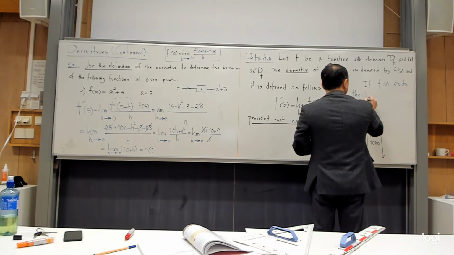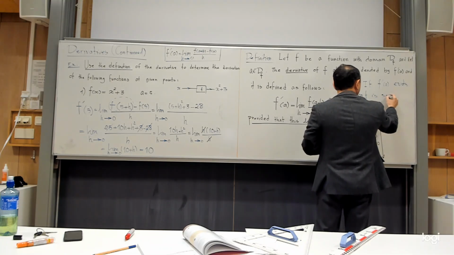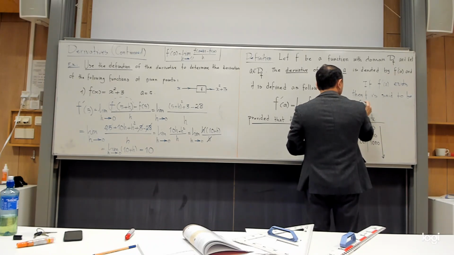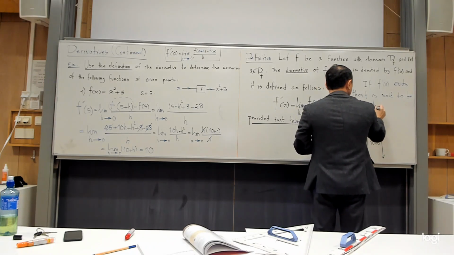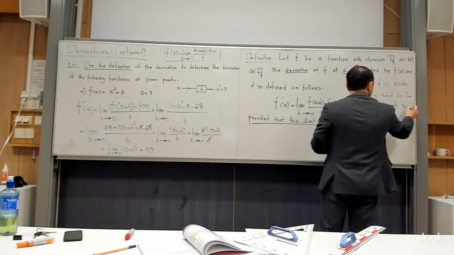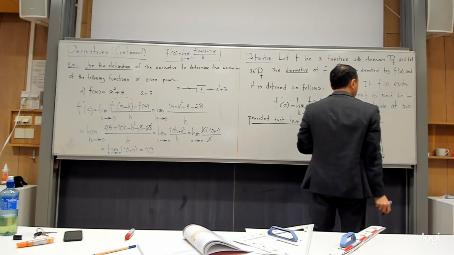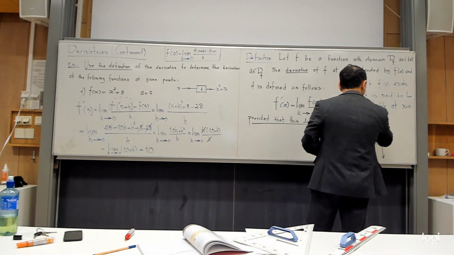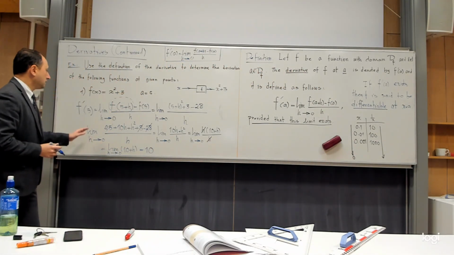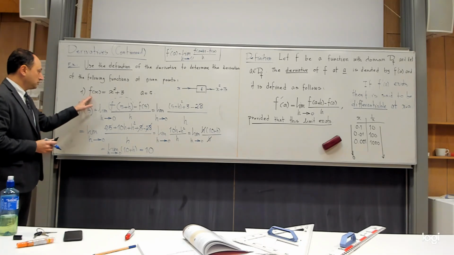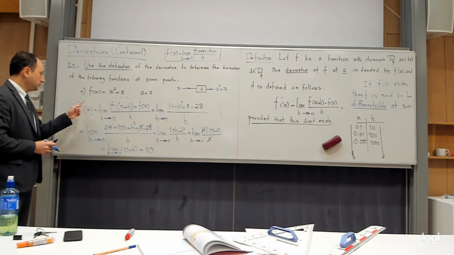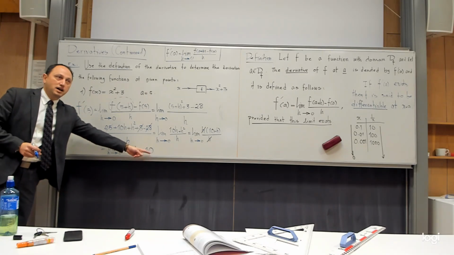f is said to be, this word I want you to learn, differentiable at x equals a, or simply at a. It doesn't matter. This is the word that I want you to learn. So by this calculation, can I say that f is differentiable at 5? Yes or no? Yes, because the derivative of f at 5 exists and it is 10.